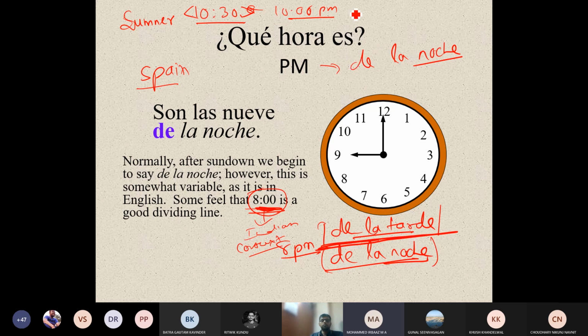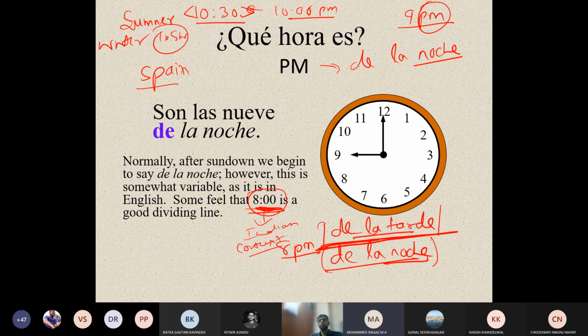So for 9 p.m., you should not be using de la noche in that case, if you are in Spain. In winter, this whole thing shifts by around 1.5 hours. So again, not much changes, but still the dividing line which I'm telling you, 8 here, has to be changed if you are in Spain. So if it is 9 p.m., you should not be saying Son las 9 de la noche. It is better to use Son las 9 de la tarde.